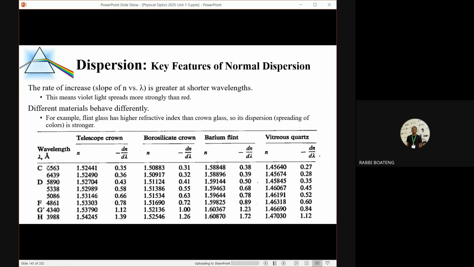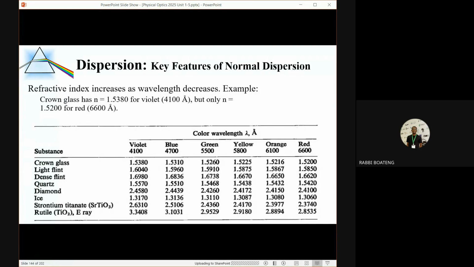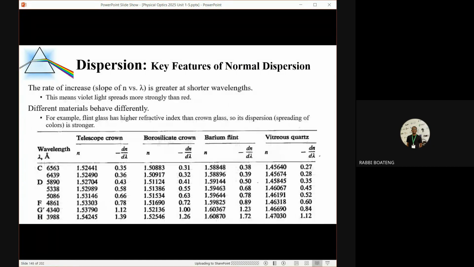Now, if we have something like this, it's quite easy to relate these two. And I don't know if someone can help me here. I want to use the first key feature to explain this. Is it possible? And this is the first key feature. Refractive indices increase as wavelength decreases. I don't know, can we observe that here in this chart?